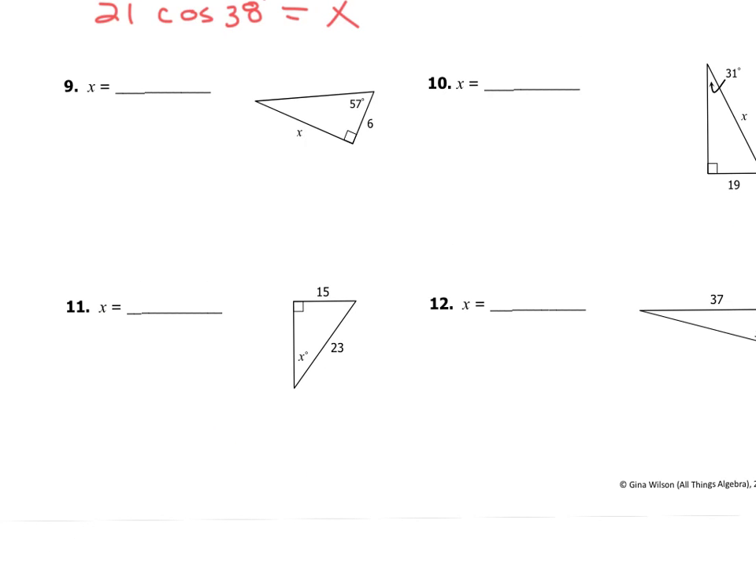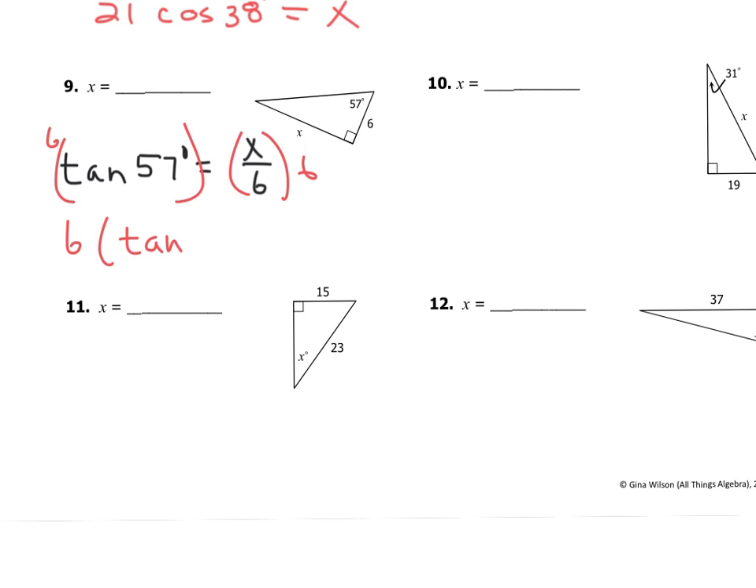Number 9, we've been given the angle and the adjacent side, and we're looking for the opposite side. So we have adjacent and opposite, which means we're going to use the tangent function. So this is the equation that we would write. Tangent of 57 degrees equals the opposite, which is x, divided by the adjacent, which is 6. So now to get x by itself, we're going to multiply both sides by 6. And so when we do that, we just get something that we can put into our calculator, because we're just going to find the tangent of 57 degrees and multiply it by 6 to get x. And that's 9.2.